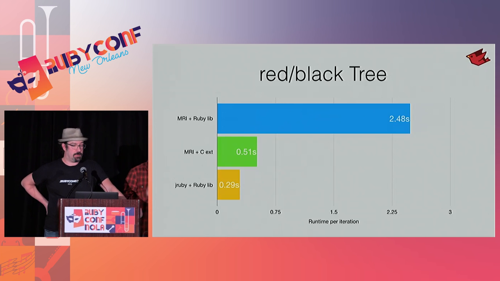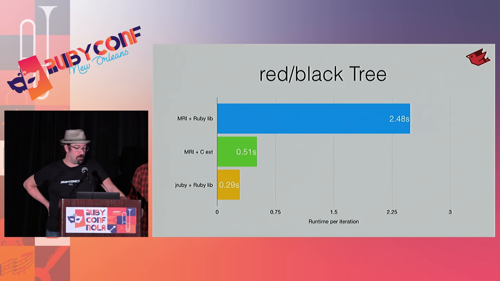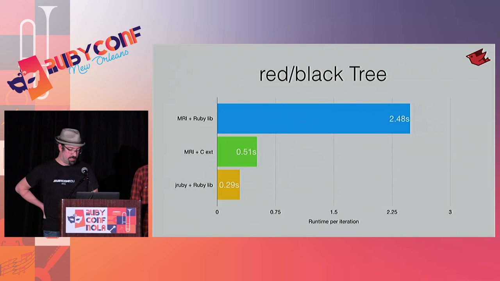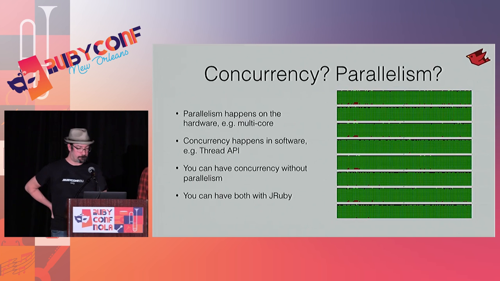Here's another one that we like to show. This is a benchmark of 2 red-black tree libraries. At the top, we have MRI CRuby running the pure Ruby red-black library, 2.5 seconds or so. Then MRI with the C extension, which often is done for performance. Move that library into a C extension, it'll speed up. But JRuby here, with all the tricks that we're doing, we actually run the regular Ruby version of the red-black tree library faster than CRuby with the C extension. So we're doing a lot of work in trying to make Ruby run as fast as possible on JRuby.